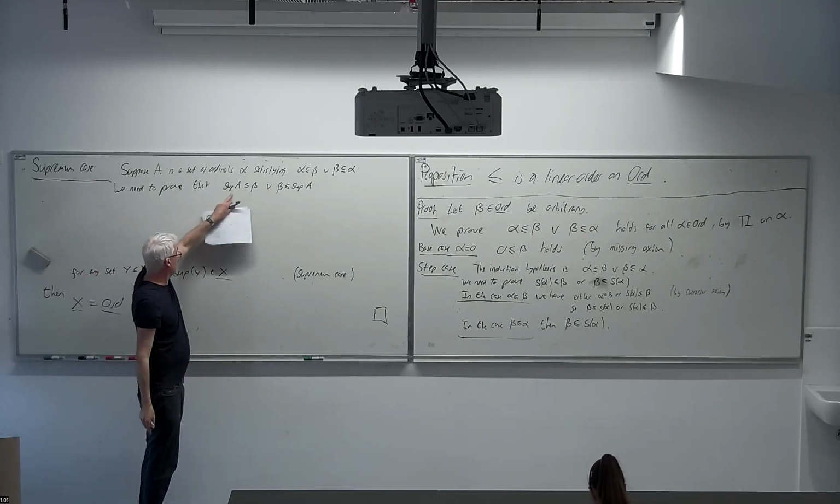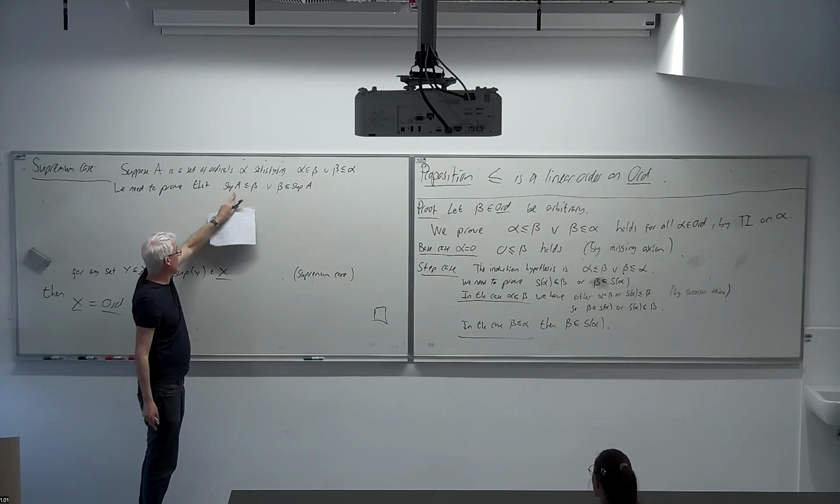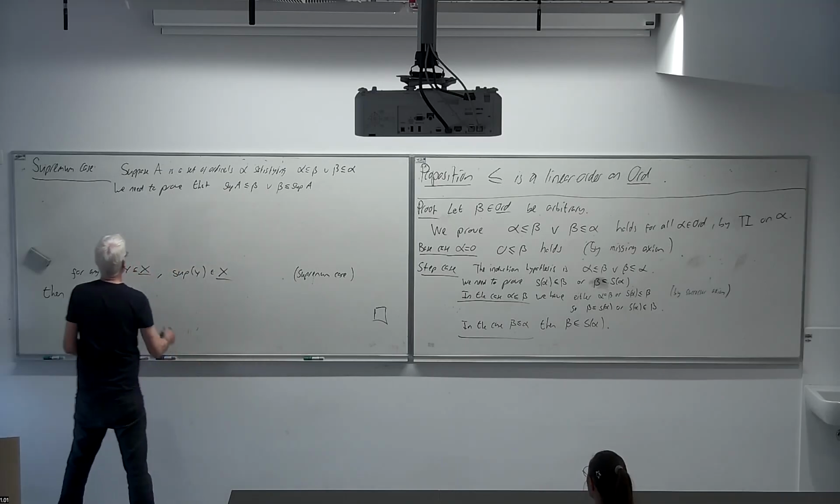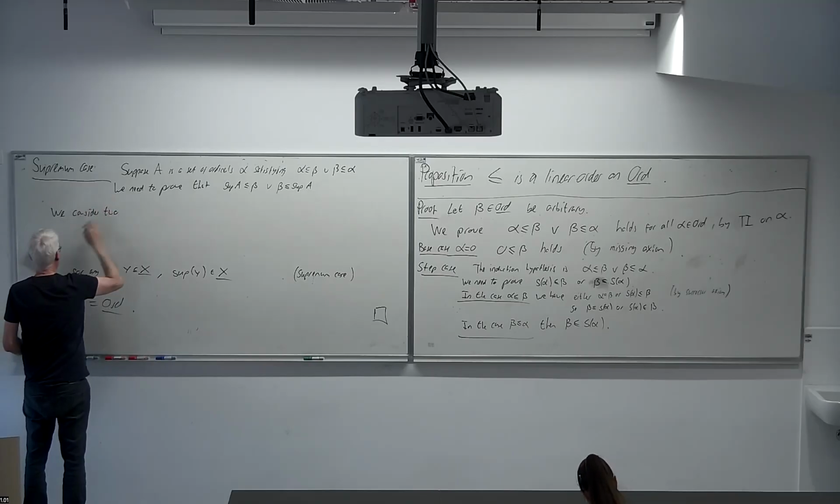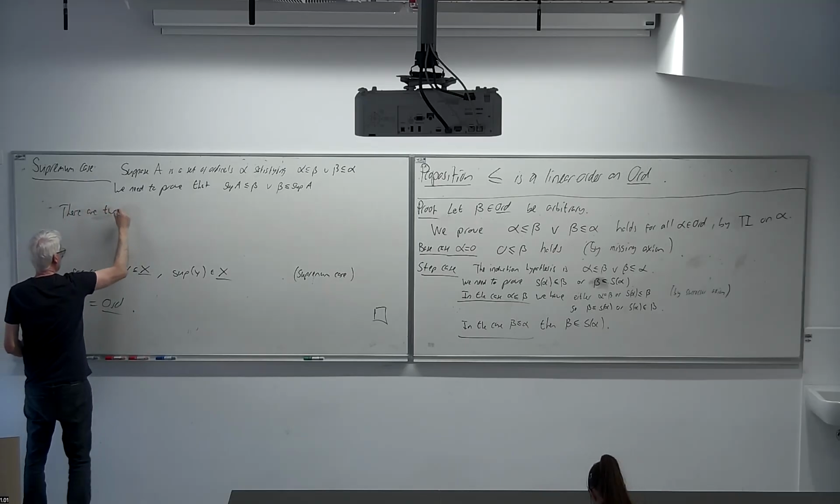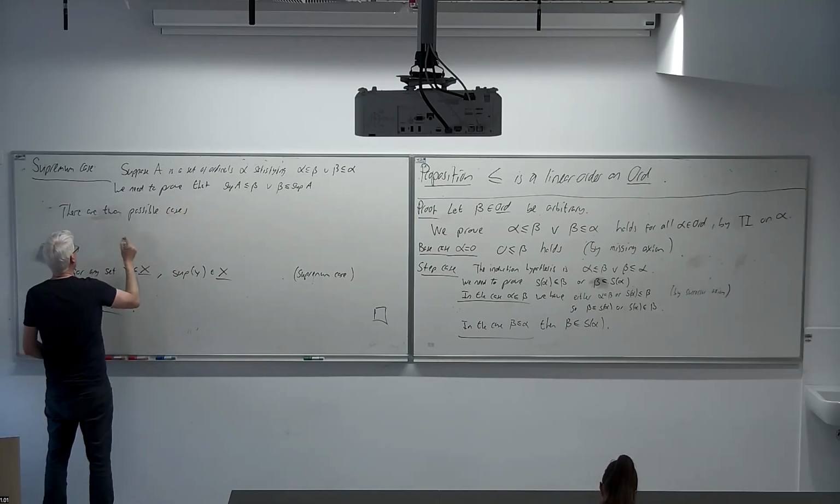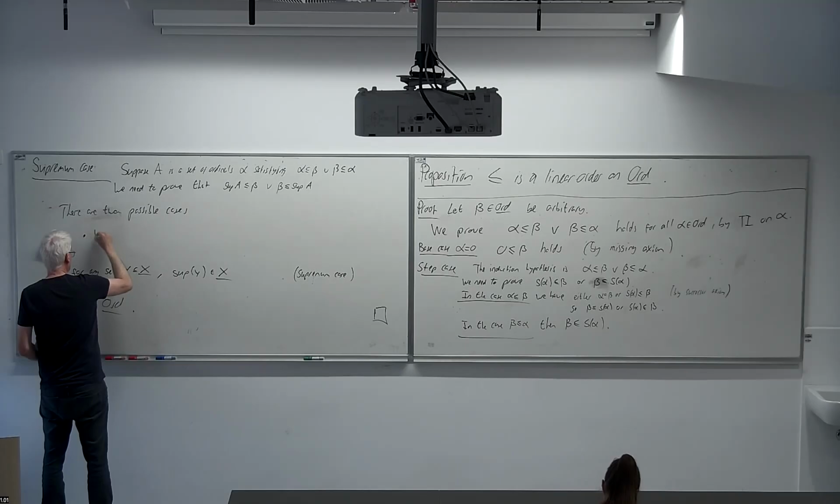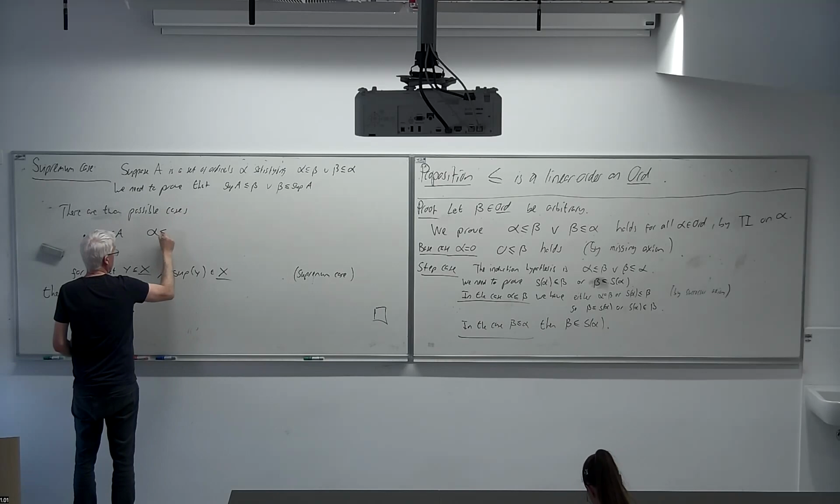Now, because this is the supremum, the least upper bound, this left one holds if and only if every element alpha is less than or equal to beta. So we consider two cases. There are two possible cases. So in the first case, for all alpha in A, alpha is less than or equal to beta.